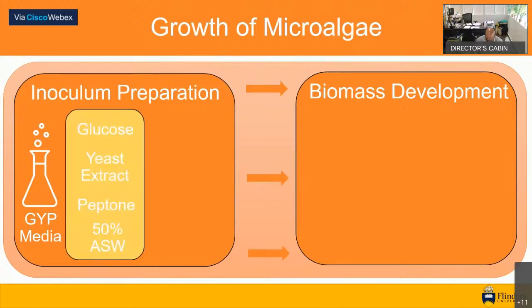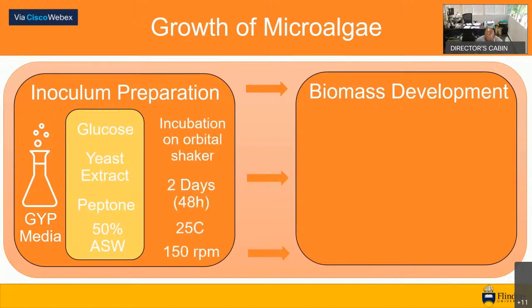We prepare inoculum with 5 grams per litre of glucose and 2 grams per litre of both yeast extract and peptone dissolved in 50% artificial seawater. We prepare 100% artificial seawater using 33 grams per litre of Instant Ocean salts in distilled water. To our media, we add 2 loops of thraustochytrid subculture, then incubate the inoculum for 2 days on an orbital shaker at 25 degrees and 150 rpm.